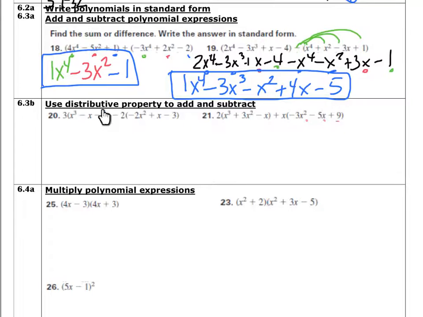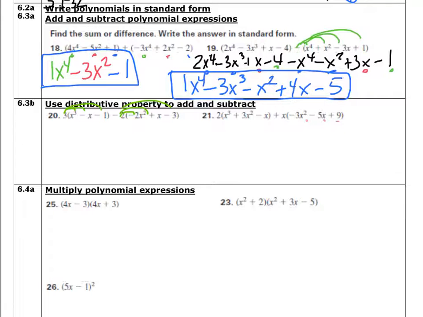6.3b just wants us to apply the distributive property to this and then add and subtract, and we will put the answers in standard format. So here we have to multiply through a 3 to this whole polynomial and then subtract out the 2 to this entire thing. So we'll multiply the negative 2 through. Let's make sure we do our distribution on all of this and rewrite it.